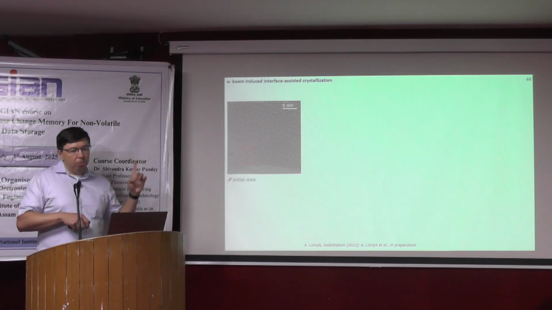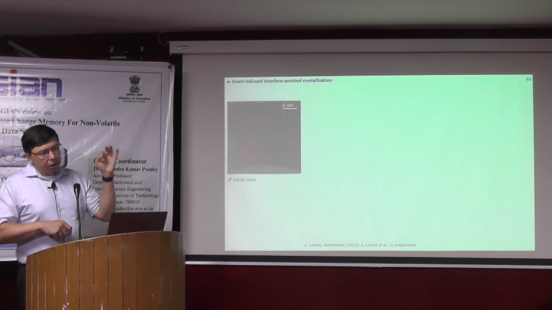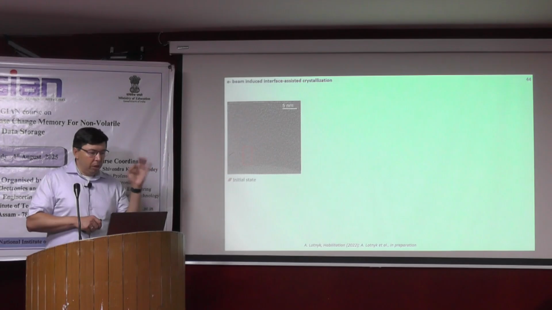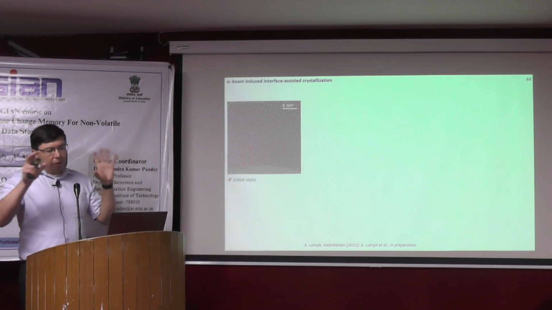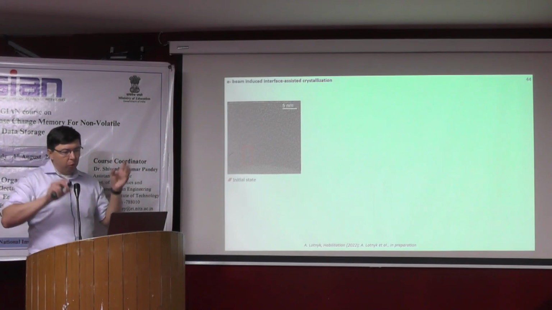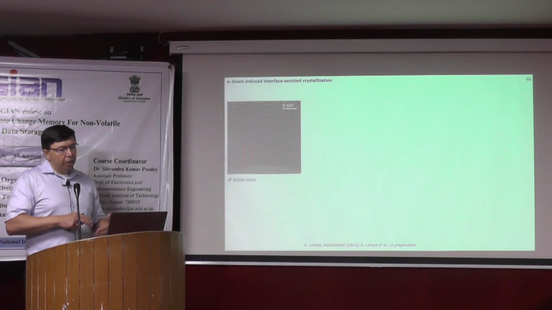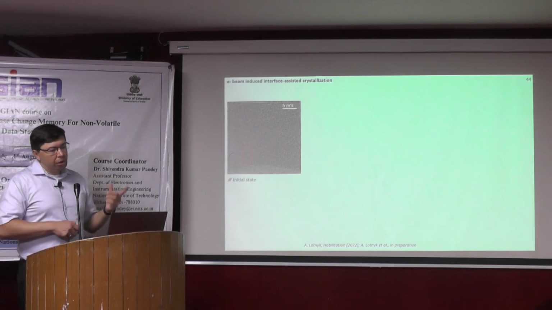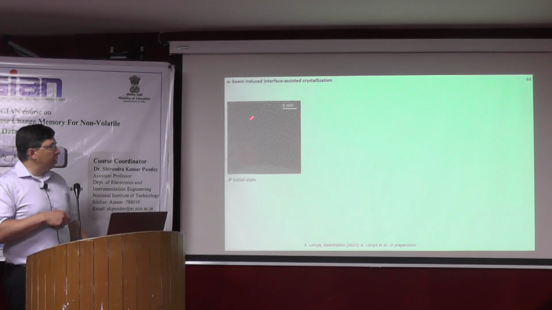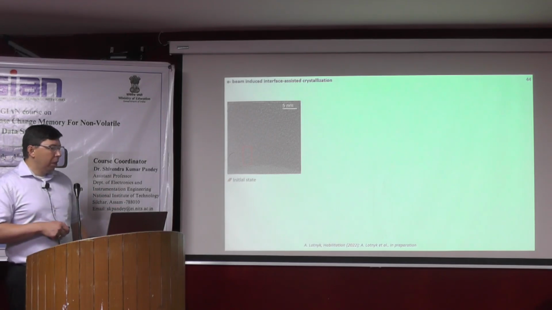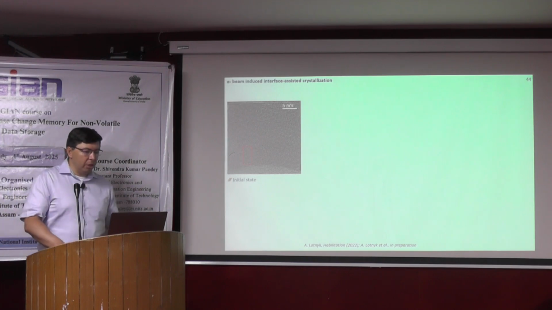In the example above, I showed the crystallization from the amorphous state, and we have random formation of crystallites. But here, if we have a crystalline interface, we can induce the oriented growth, oriented recrystallization of amorphous state. This is so-called epitaxial recrystallization.